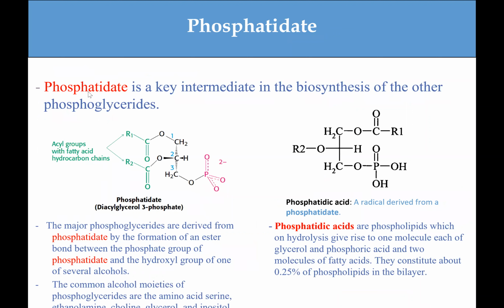Now we're talking about phosphatidate again. Like we said, that was the simplest phosphoglyceride. So it has a glycerol, and then the fatty acid groups connected to carbon 1 and 2, and then you have the phosphate here. So that's what phosphatidate is.